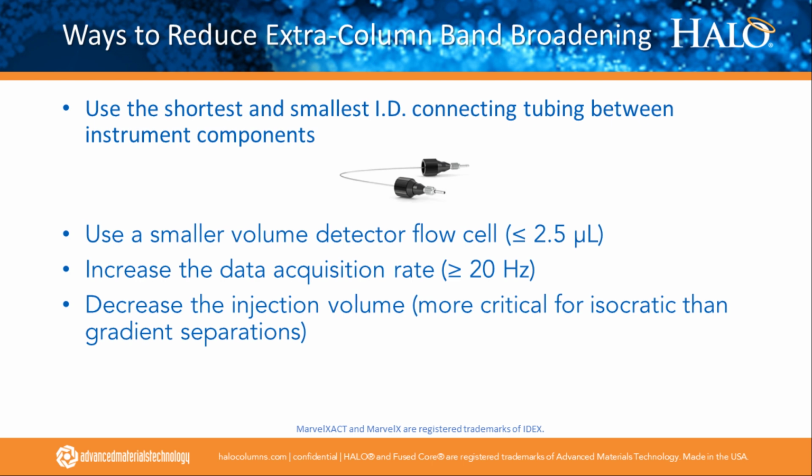The next way to reduce extra column band broadening is to use a smaller volume detector flow cell. So we recommend 2.5 microliters or smaller. The other way is to increase the data acquisition rate. Since you have these really small peak volumes, you don't want to undersample them. So we recommend using 20 hertz or higher for the data acquisition rate.